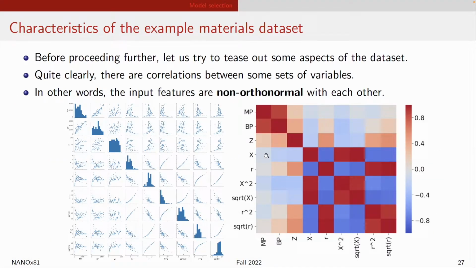All right. Now, before we actually proceed further, we are going to take a look at some aspects of the data set that we were working with just now, right? Which is the bulk modulus with all the elemental features, right? It is usually a very good practice, before you even begin fitting any machine learning model, to look at the characteristics of your data, right?